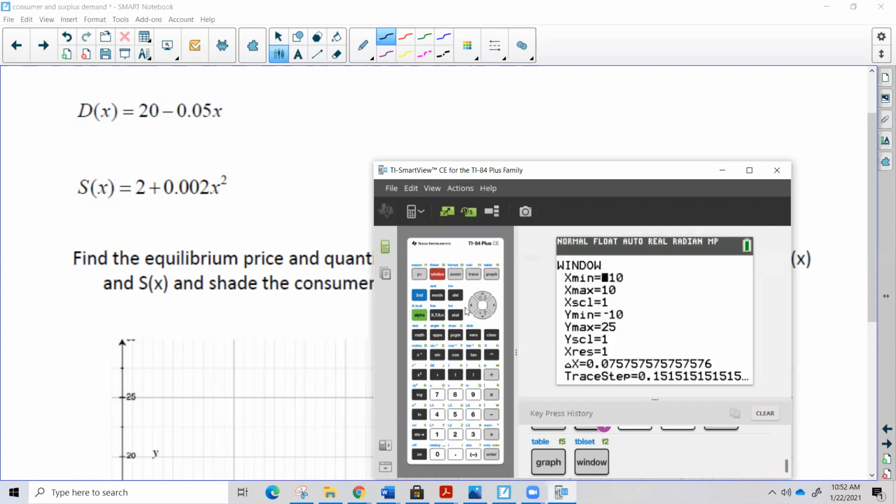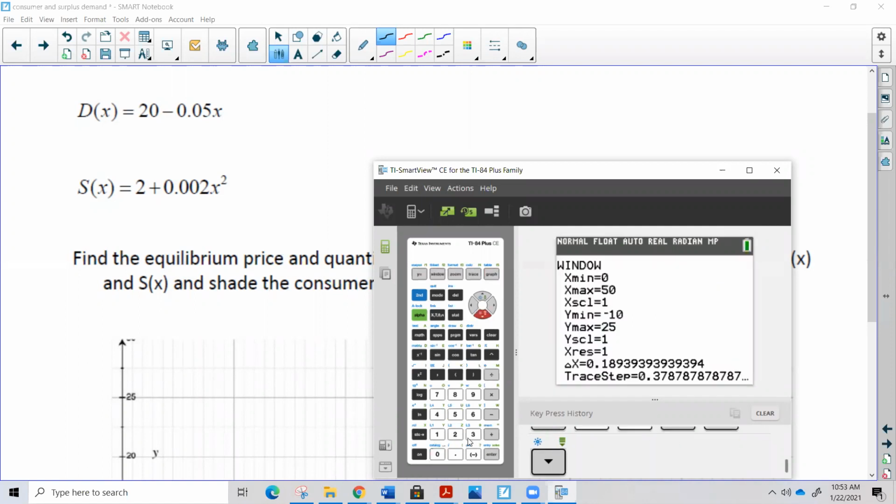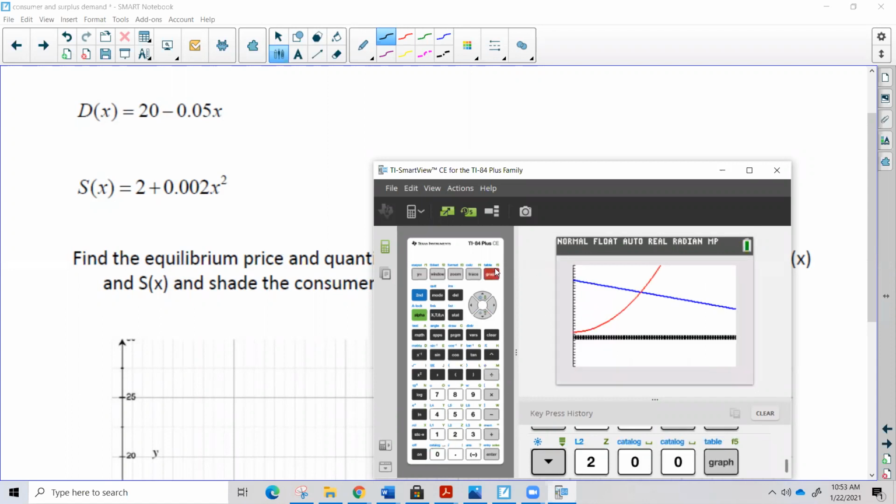So I'm going to go to window again. And because I need to move my graph to the right, I need to change my X max. Again, with consumer and producer surplus, we're only interested in the first quadrant, so you can always start your X min at 0. And I don't know where they intersect, I'm just going to guess. Let's say I try 50 for my X max and graph, and I still can't see where they intersect. So I'm going to go to window and make the X max even bigger. Let's just go 200. And now I can see them. And that's the key thing, I need to see where they intersect.